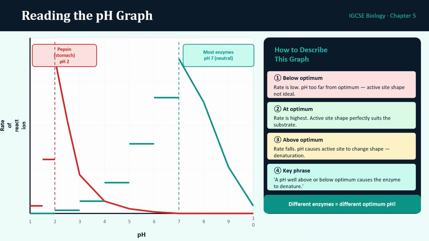And the most important point is different enzymes have different optimum pH values. Like pepsin works in acid because your stomach is acidic. Most enzymes work at pH 7 because that is the environment inside body cells. So different enzymes, different optimum pH values.